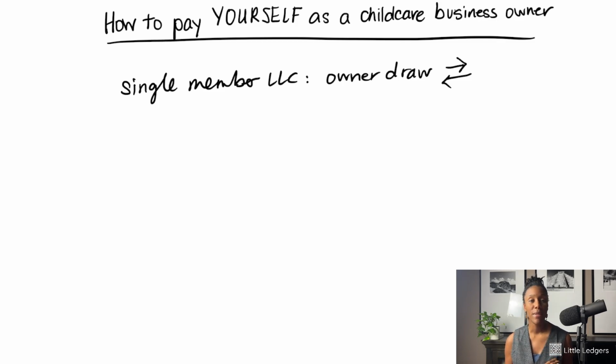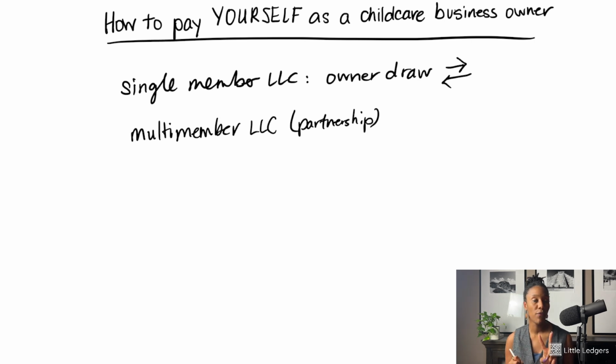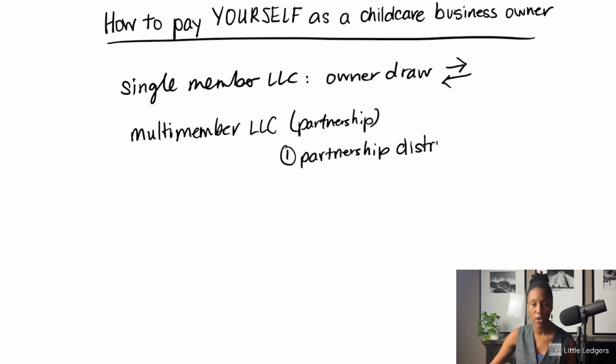The next type of business that you might have is a multi-member LLC. And with a multi-member LLC, we call that a partnership for tax purposes. With a partnership, there are 2 different ways that you could get paid. The first way is similar to an owner draw, but it's called a partnership distribution. So with a partnership distribution, each quarter or each month, you will look at the profit of the childcare center and decide if you are ready to make a payment out to you. And the way you would do that is also through a bank transfer.